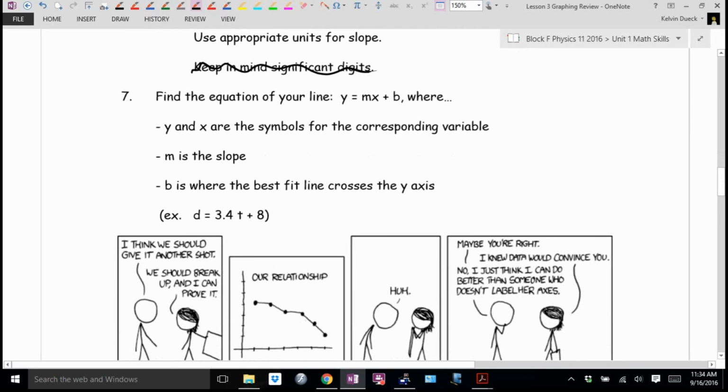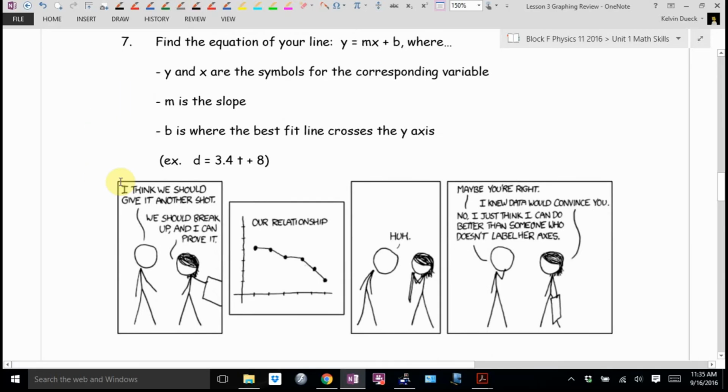Then, you're going to find an equation. Your equation is going to be y equals mx plus b, except instead of using the letter y, use what letter you put on the y-axis. And instead of using the letter x, use what letter you put on the x-axis. We're going to practice this in a second.